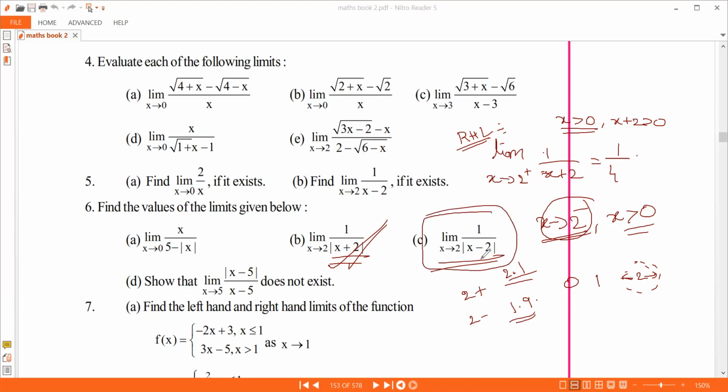So this problem also doesn't count. Mod of x minus 2, it doesn't count. You will get plus infinity, so you don't have to see this problem. This one, show that the limit does not exist, is a good question: x minus mod x minus 5 by x minus 5. This is a good question, so we'll see this.